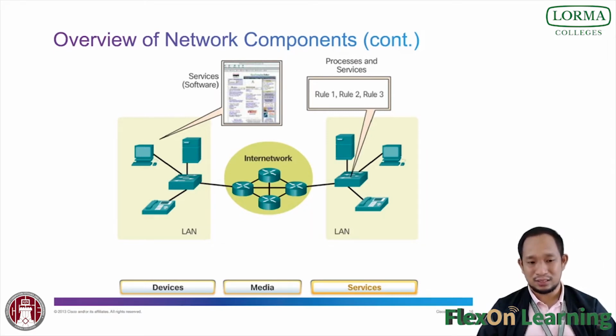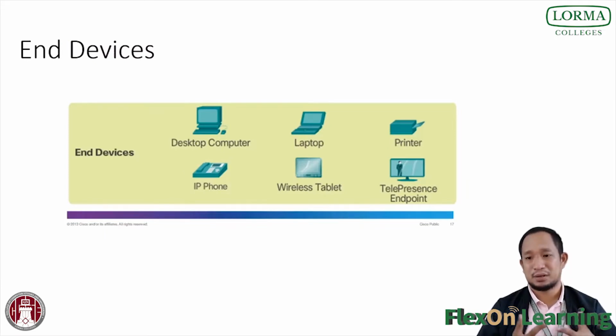So all in all, in these three parts, let's talk first on our devices. In our devices, we have parts, one of which is end devices. End devices now are the ones being utilized mostly by us. Examples of which are, of course, our desktop computer, laptop, majority of what we're using right now, printer, network printer, IP phones. Mostly IP phones are utilized in a call center, wireless tablet. I think some of you have it, and of course, telepresence endpoint. So these are the end devices that we have.